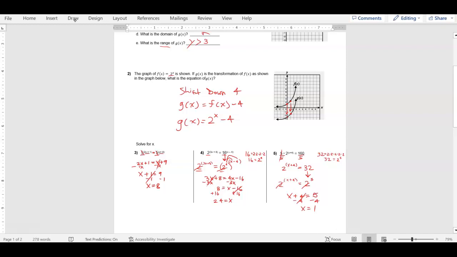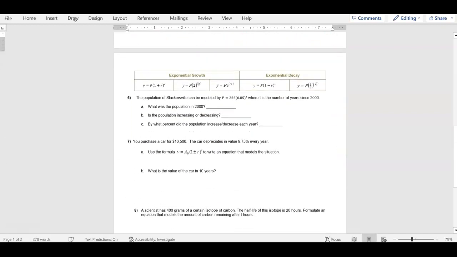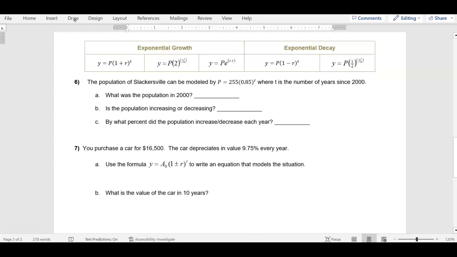Let's go to the back side. All right, so you get your formulas up top. Remember, this first one is growth. The second one is when you have a half-life or doubling or whatever. And then this one over here is continuous, P-E to the RT.